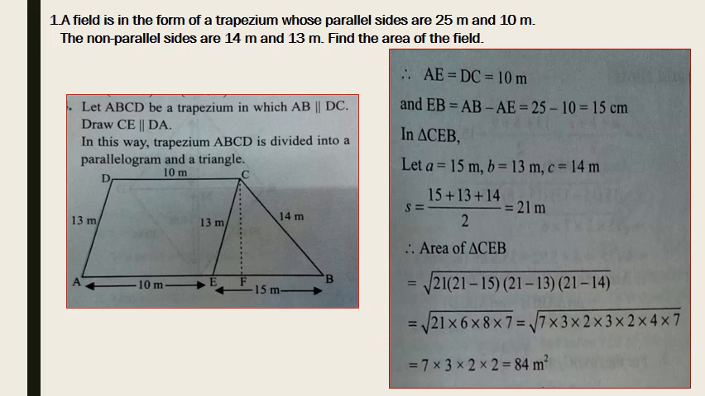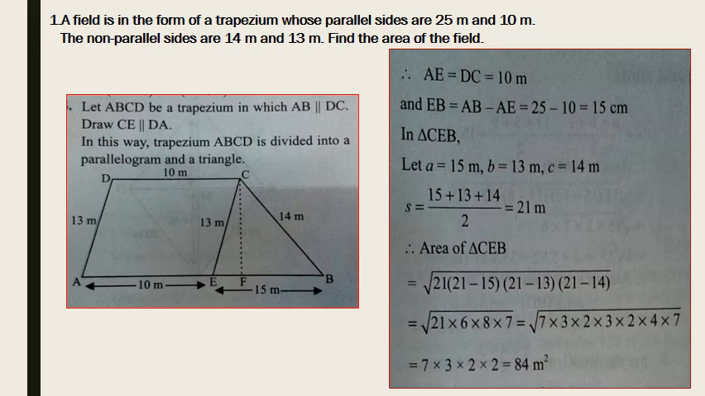Now in triangle CEB, we have all the three sides. A is equal to 15 meter, B is equal to 13 meter and C is equal to 14 meter. Now we can find the area of this triangle by using Heron's formula. So first we find the S value. S is equal to 15 plus 13 plus 14 divided by 2, that is 42 by 2, equal to 21 meter. So the area of triangle CEB is equal to square root of 21 into 21 minus 15 into 21 minus 13 into 21 minus 14.